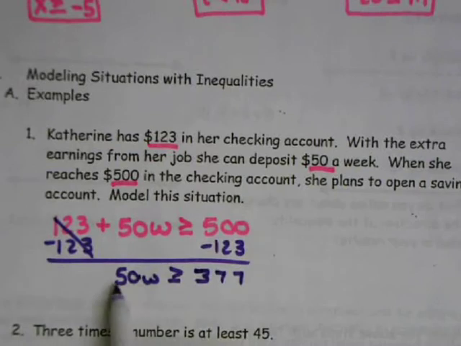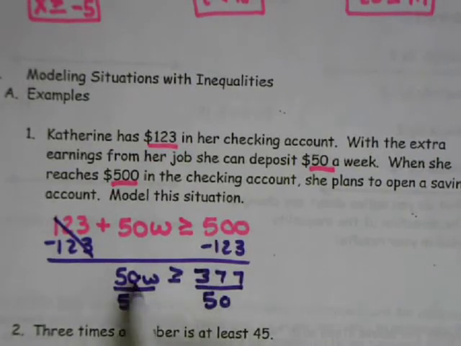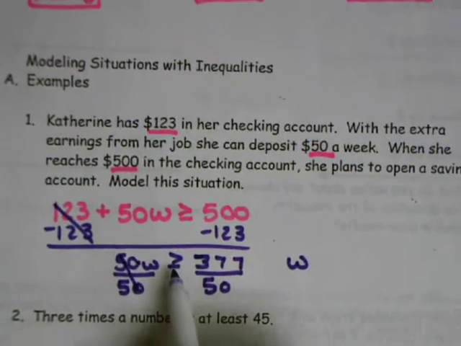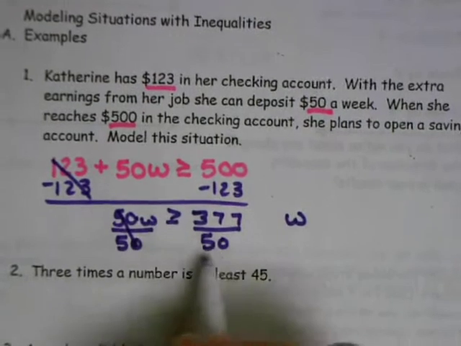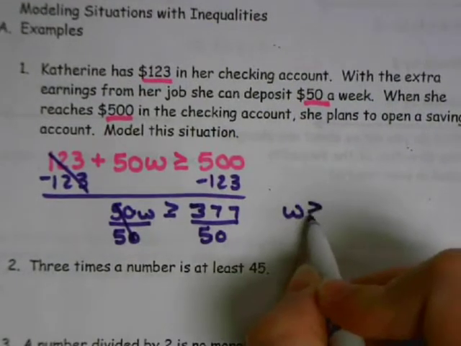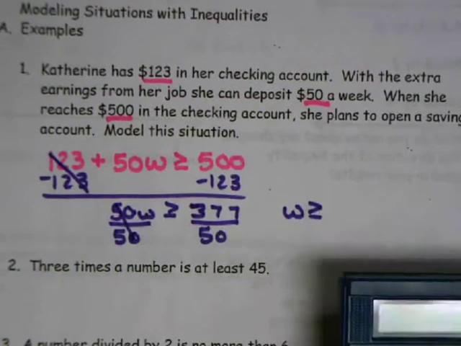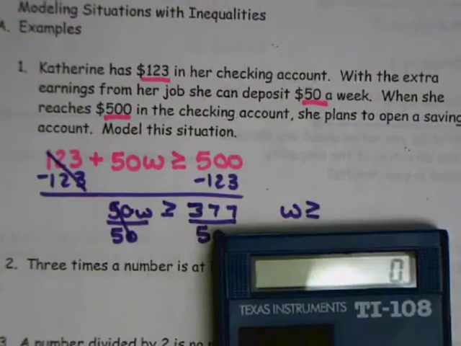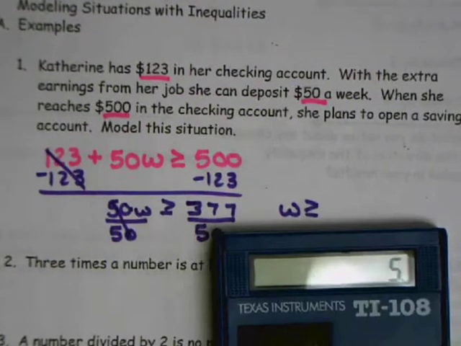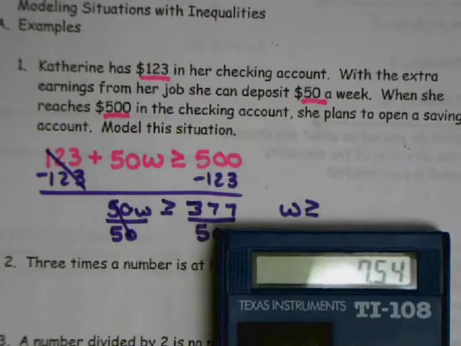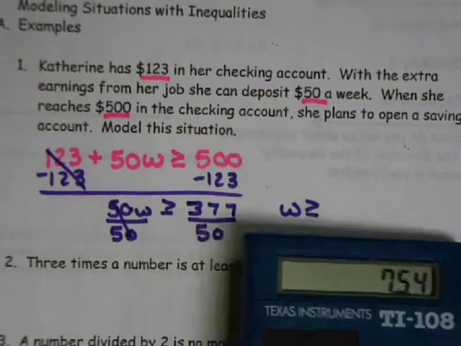And now we're trying to get the W by itself, so divide both sides by 50. That goes away. I'll bring it over here. W, do we need to flip the sign here? Did we multiply or divide by a negative? No, we just did positive 50, so the sign can stay where it was. And let's get our calculator and see 377 divided by 50, getting 7.54.